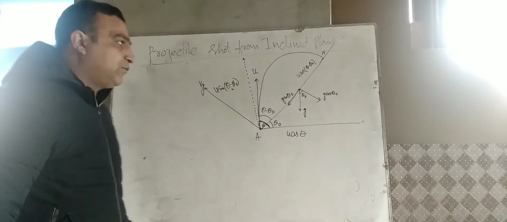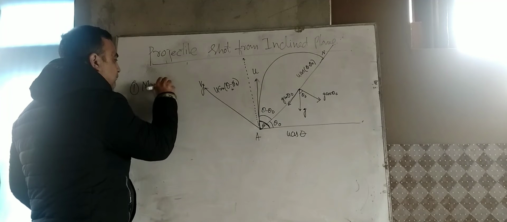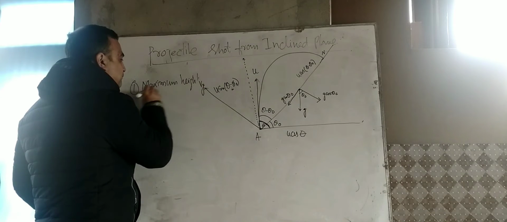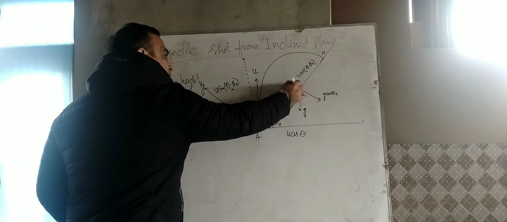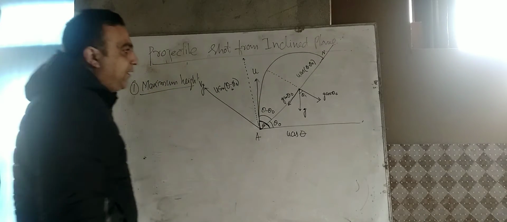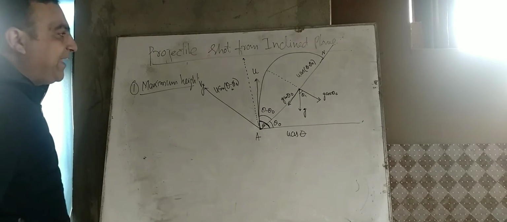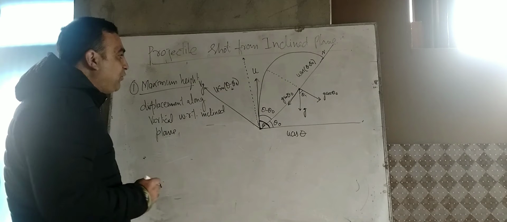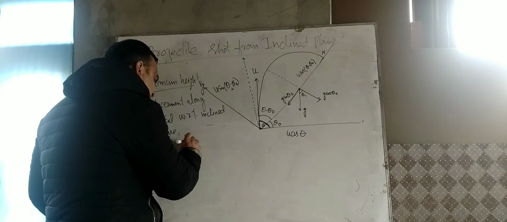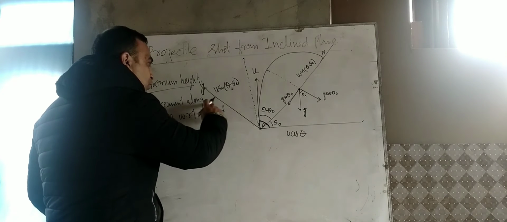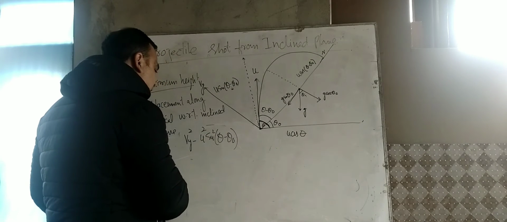Now the first calculation that we would like to do here is to calculate maximum height. This will be the maximum height of the projectile. For maximum height, I have to write down the equation of motion along the vertical. We can write down v square minus u square is equal to 2as. Here it will be vy square minus uy square, that is u square sine square theta minus theta naught is equal to 2.